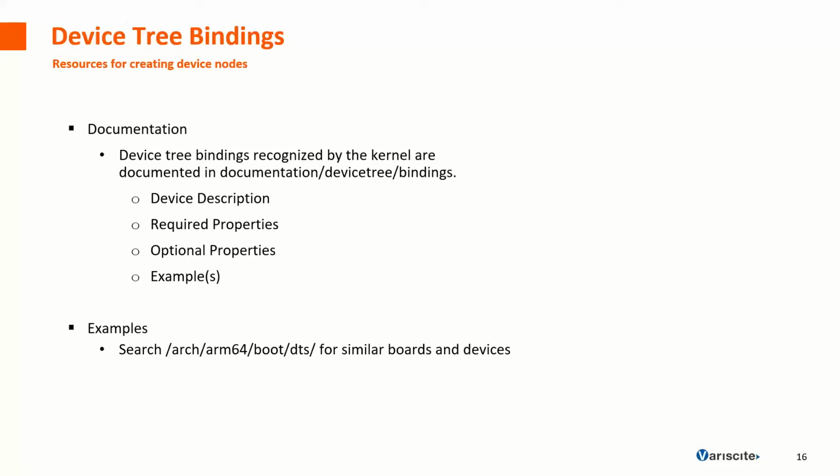I also want to note it can be very helpful to search other examples within the kernel itself. In general, there's probably a working example on a similar platform that may give hints or clues if you're stuck trying to add a new device. And in a few slides, we'll walk through an example that will show us where to find the device tree bindings for a specific device.